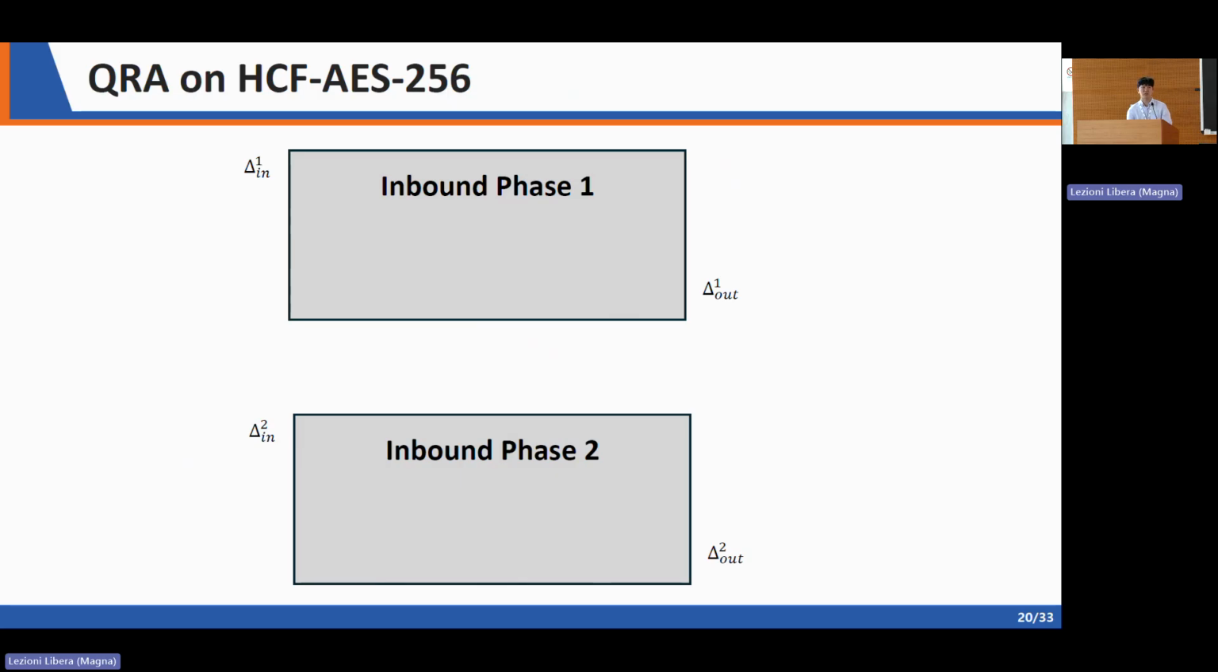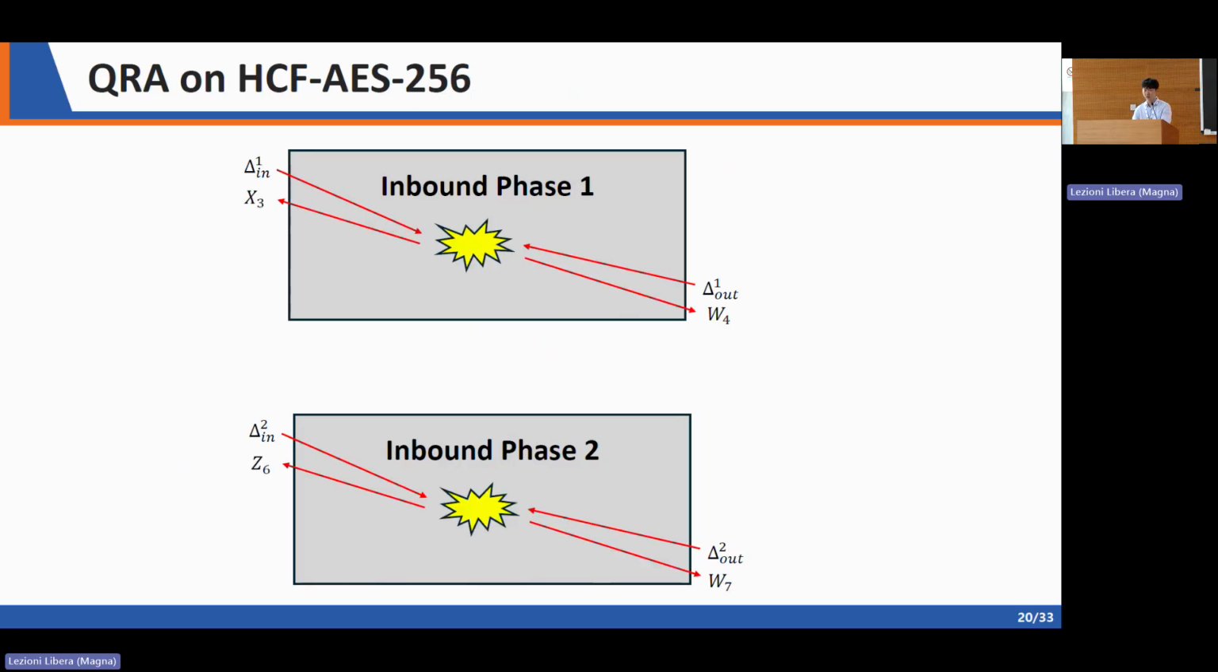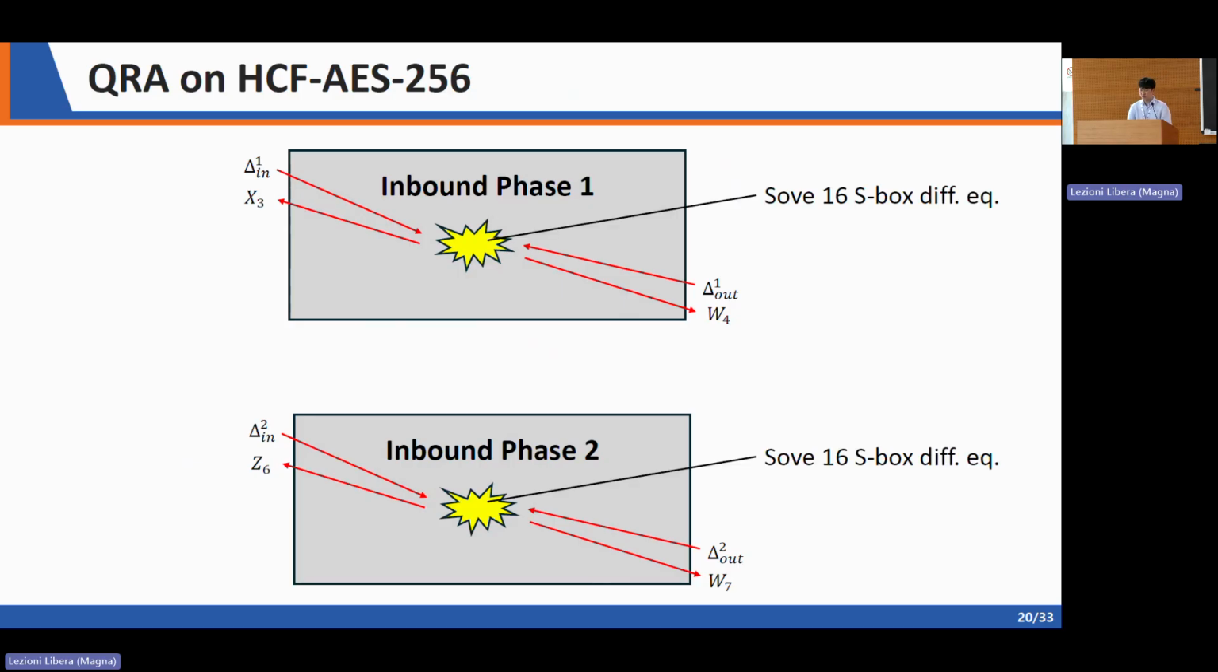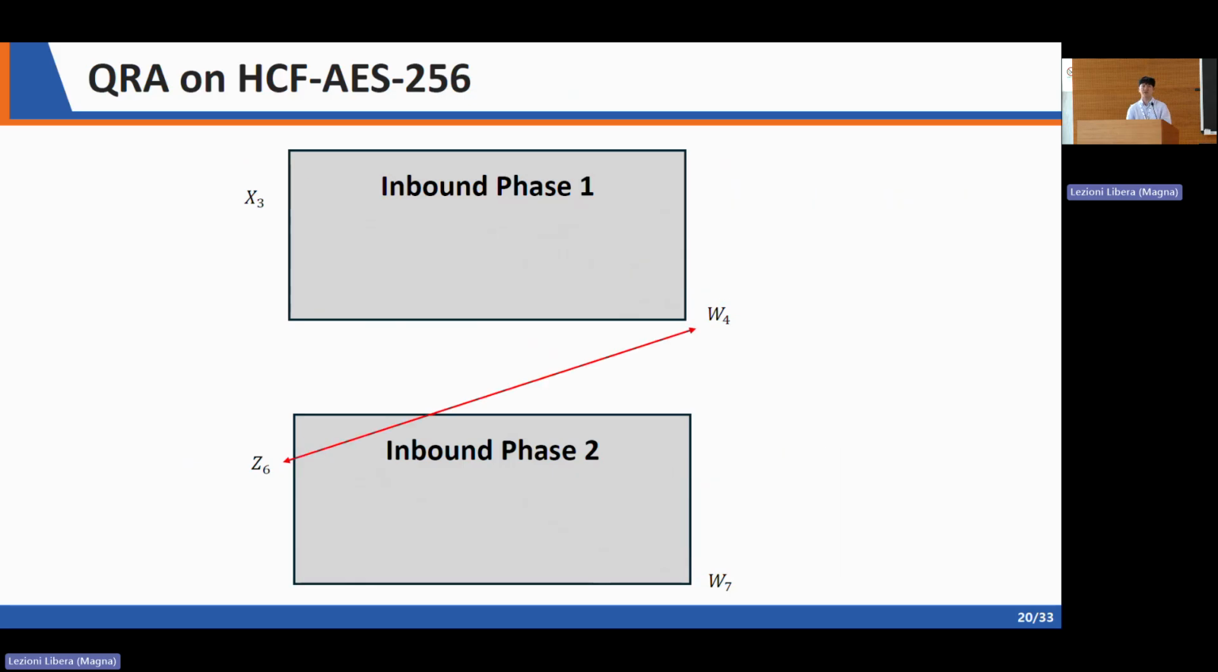To abstract the process, we enumerate input-output differences for each inbound phase, and propagate these differences inward until they meet a nonlinear step, solve S-box differential equations, and propagate the value outward. Note that we need to solve 32 S-box differential equations for this process. And finally, we find some internal values to connect the two inbound phases.